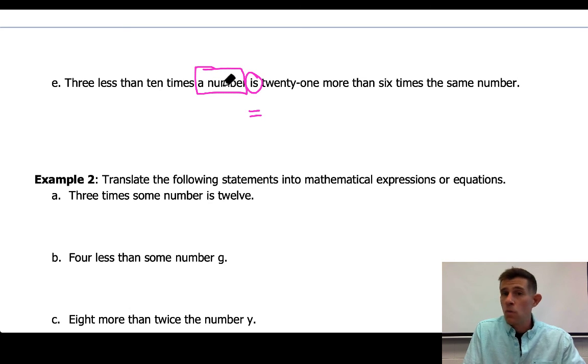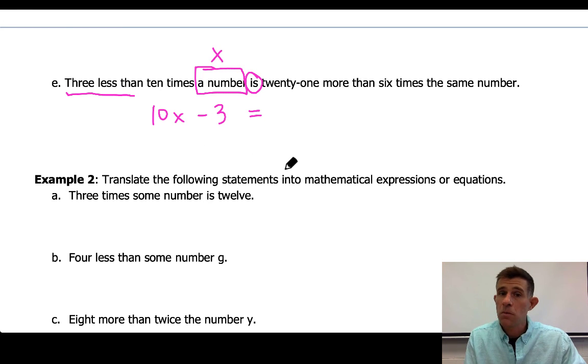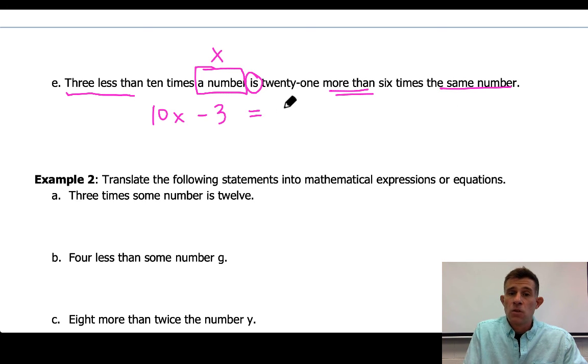A number, we don't know what it is, that's going to represent our variable, and we can use the letter x or any other letter in the alphabet as well. 3 less than means we're going to subtract 3 from that 10 times a number. So 10x minus 3 is 3 less than 10 times some number. Is 21 more than 6 times the same number? So we are going to multiply that same number, which is our variable x, by 6, and add 21 to that.